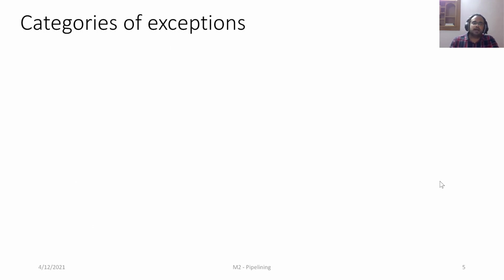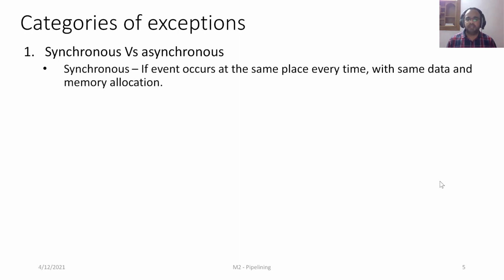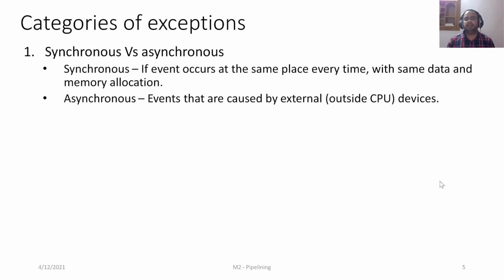Overall, these exceptions are categorized, and this categorization is primarily done to understand what support each of them needs. The very first category is whether an exception is a synchronous exception or an asynchronous exception. Synchronous means that this exception would occur at the same time every time we are executing the program with the same data and memory allocation. Asynchronous means that this is typically caused by external devices.